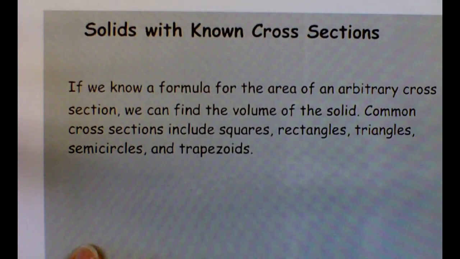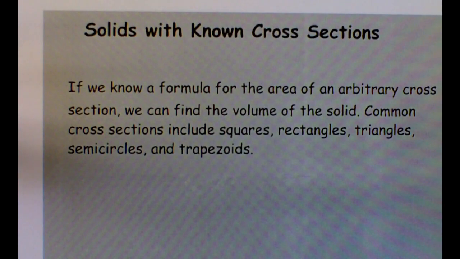And there's one more thing we can do with these solids with known cross sections. So basically, I'm going to tell you, I know what the cross section looks like, you can find the volume. So if we know a formula for the area of an arbitrary cross section, so if I slice through that solid somewhere, and I know how to find that area, I can find the volume. Common cross sections that we'll talk about: squares, rectangles, triangles, semicircles, trapezoids. We already did circles because that was our revolution stuff.